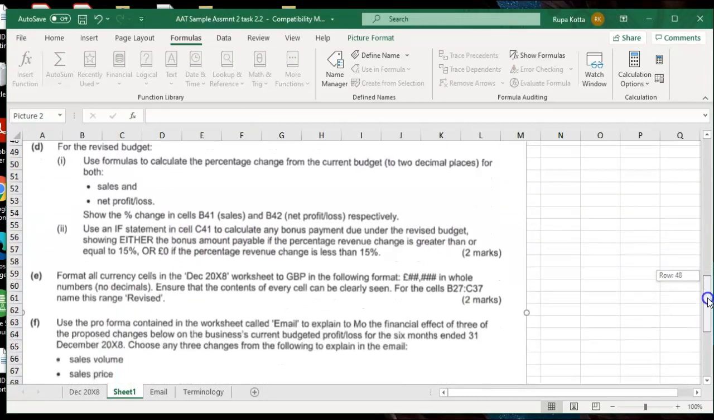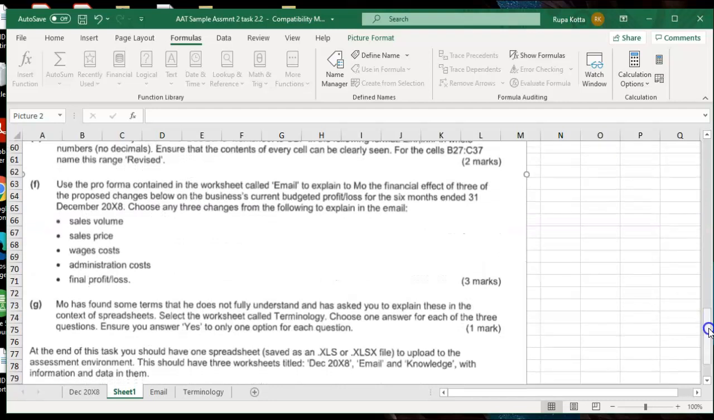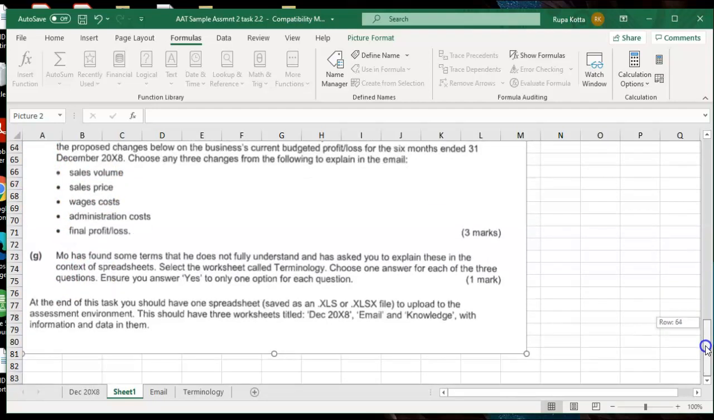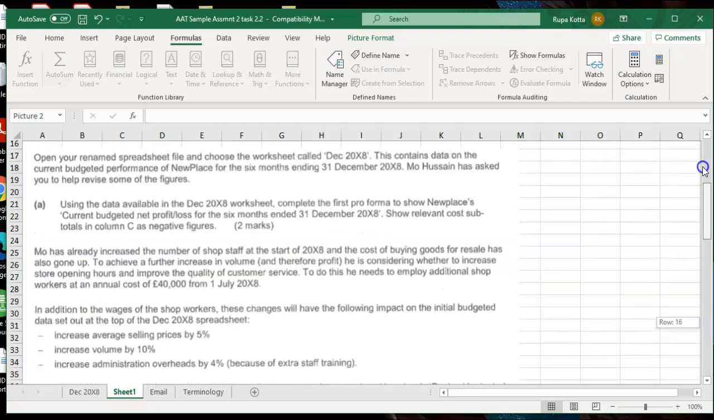Format all currency cells, GBP currency. We all know how to do this formatting now, so I'm just skipping this part through. And then we have an email. As you know, with the new formats, you do not do emails. And there is still some more writing, but as you know, we are not going to do any writing in the spreadsheets for the new format of the question papers. So I'm ignoring the F and the G parts of the questions for the time being. So that is your complete solution for task 2.2. Thank you everyone.